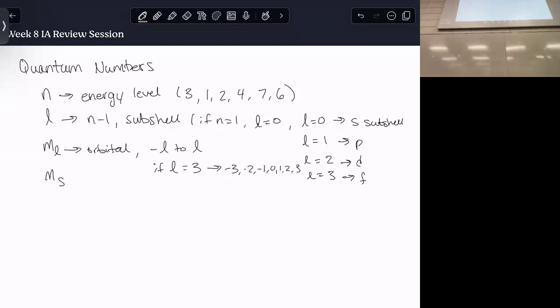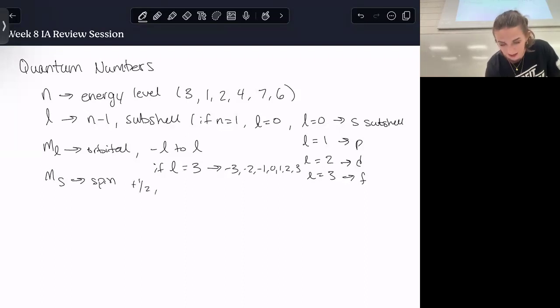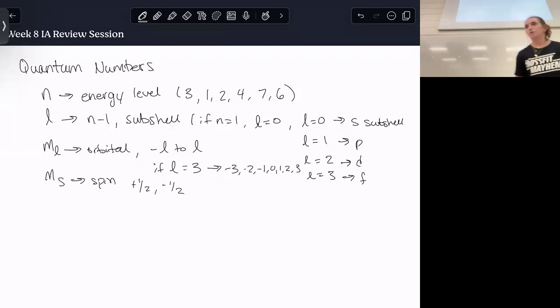This is where your electrons come into play. Because in every orbital, how many electrons can we have? We can have 2, and that's indicated by m sub s, where m sub s is your spin, and it can only be +1/2 and -1/2. So in each of your orbitals, if we're in the -3 orbital, that means we can only have 2 electrons in that -3 orbital, and those are going to be +1/2 and -1/2. So they have opposite spins.